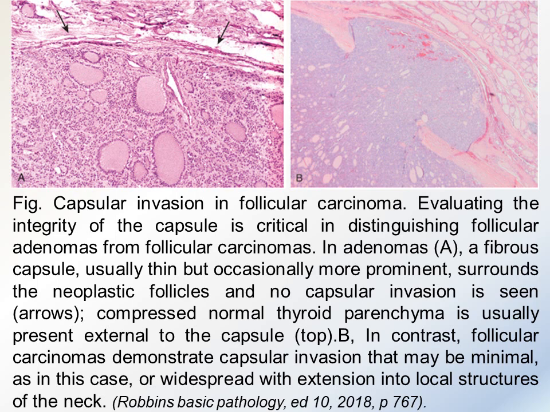As you can notice in the left-sided microscopic image, which is for the adenoma, there is a fibrous capsule, usually thin but occasionally more prominent, surrounding the neoplastic follicles, and no capsular invasion is seen. This is indicated by the black arrow. In addition, compressed normal thyroid parenchyma is usually present external to the capsule, which is mainly seen at the top of the image. In contrast, in figure B, the right-sided microscopic image, which is for the follicular carcinoma, you can see the capsular invasion that may be minimal, as in this case.